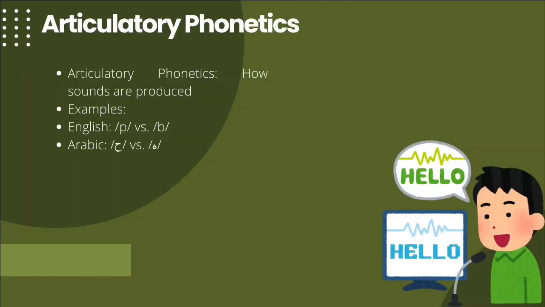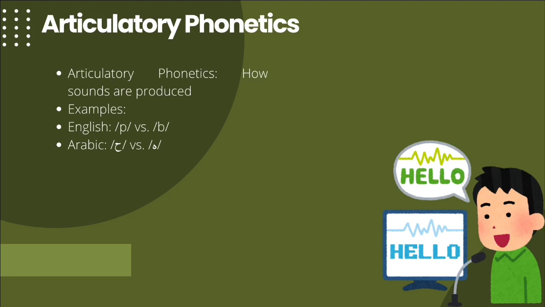So consider the sounds pa and ba. Pa as in power and ba as in bathroom or Batman. Both are produced by closing the lips, but the sound pa is voiceless. This means that the vocal cords do not vibrate, while the sound ba is voiced. This means that the vocal cords vibrate. This difference in production is what articulatory phonetics studies.